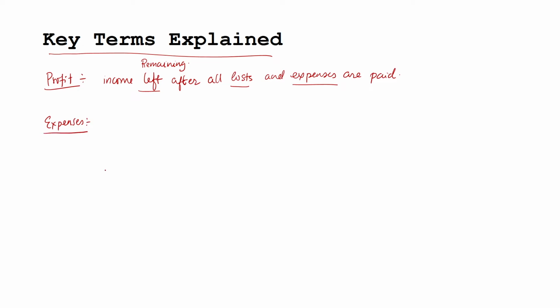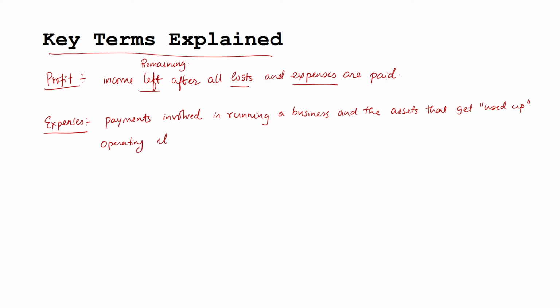The expenses are the payments involved in running a business and the assets that get used up operating it. When you are running a business or a process, there are payments involved, like salaries, wages, etc., and the assets that get used up. For example, you have coolant, tool bits, etc. You are paying money to procure them, so that will be considered an expense.